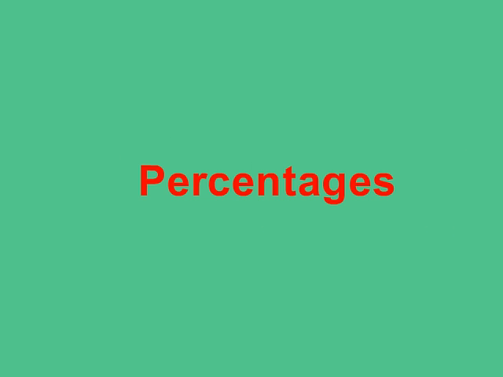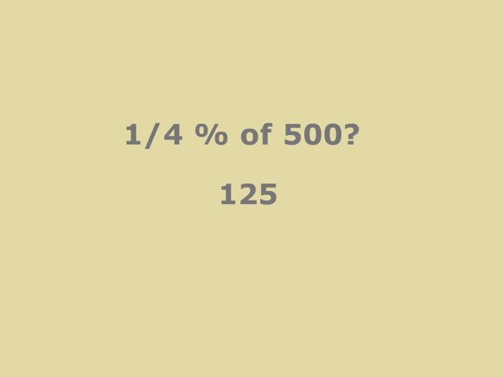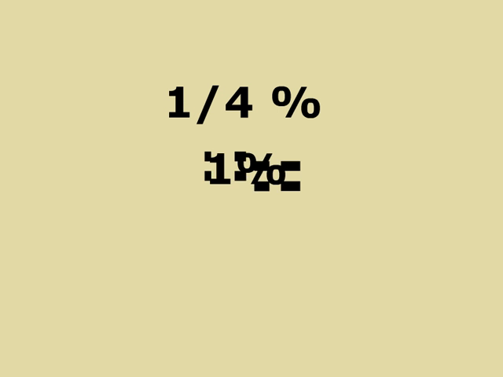Now we'll take a look at percentages. You've got to be very careful around percentages because they give you a problem like this. So they'll say, what's 1/4% of 500? Well, you just go 0.25 of 500 is 125. Nope. You misread that as 1/4, not 1/4%. That's actually 1/4 of 1%.